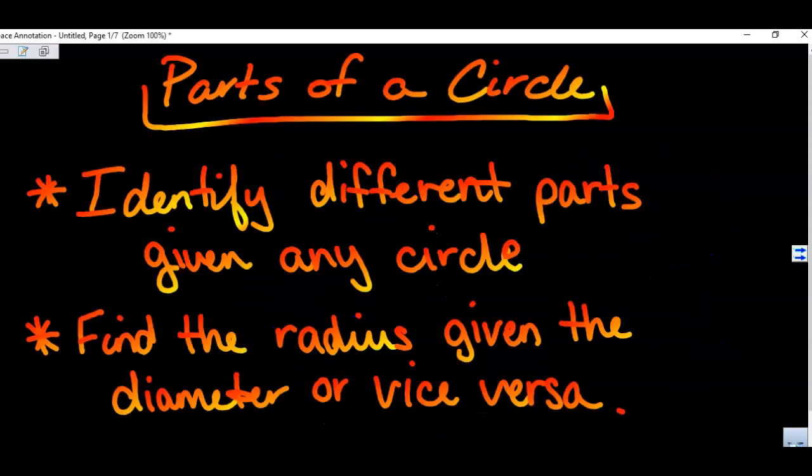So in this video, we have learned how to identify different parts of any given circle. We've also learned how to find the radius given the diameter or the diameter given the radius.